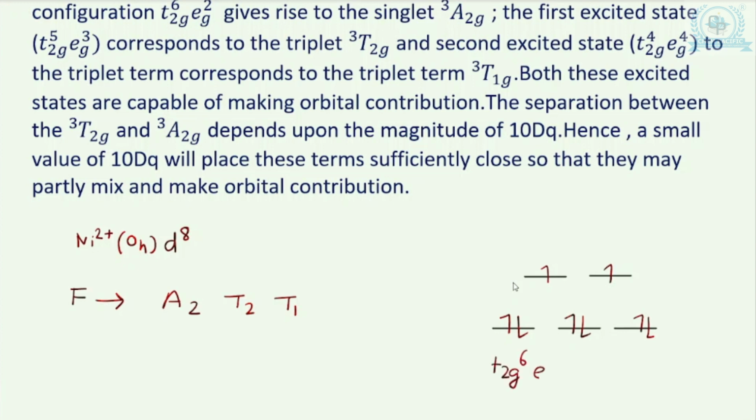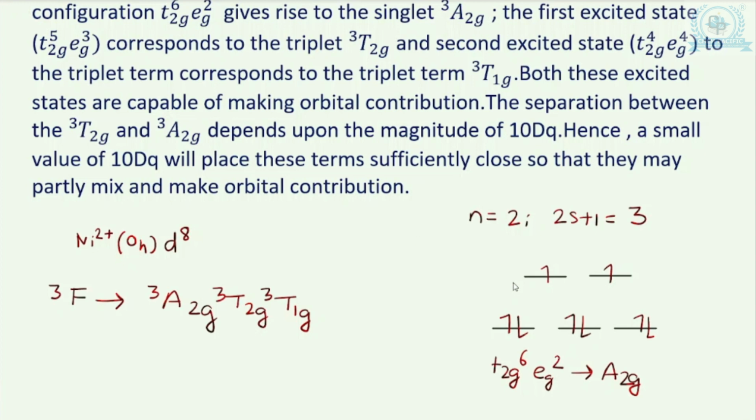t2g6 eg2. So this is your ground state and it corresponds to A2g. So here the number of unpaired electrons n is equal to 2, and therefore 2S plus 1, the spin multiplicity, is going to be 3, and therefore this is 3F. Okay, so this is your ground state. So the ground state has this electronic configuration.